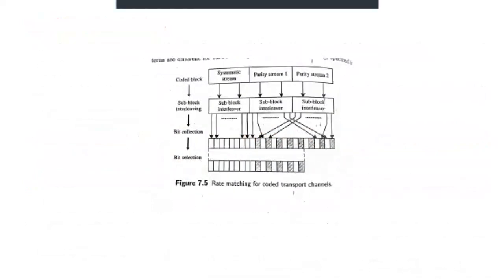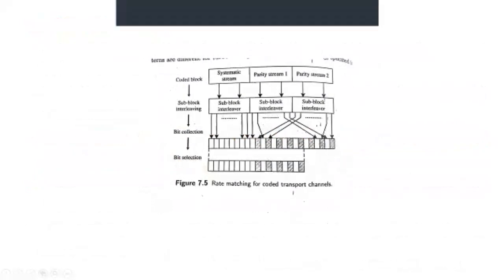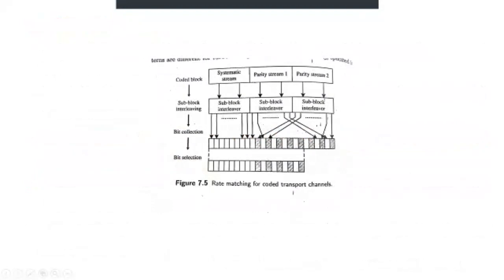Here, systematic stream, then parity stream 1, then parity stream 2. That is what we get from the coded block. Then sub-block interleaving is done, from the systematic stream as well as from the parity streams. From that, bit collection is done. In bit collection, proper arrangement of the sub-block interleaver output is done here. Some bits from the adjacent block will be added here. From this block it is connected here, from this block it is connected here. Then the bit selection. Bit selection is concatenation of those blocks.